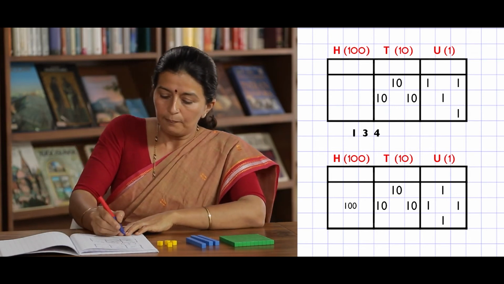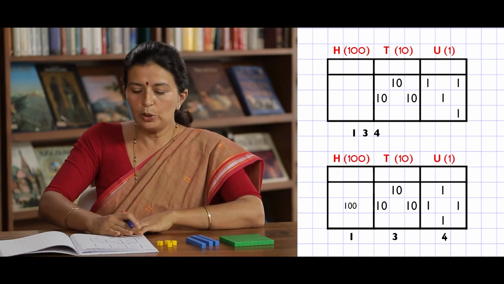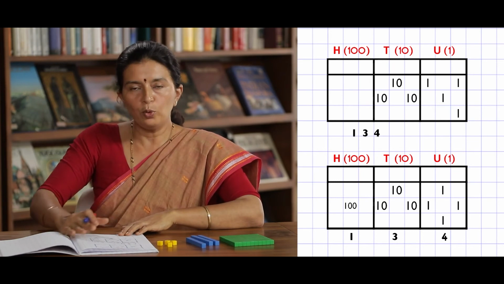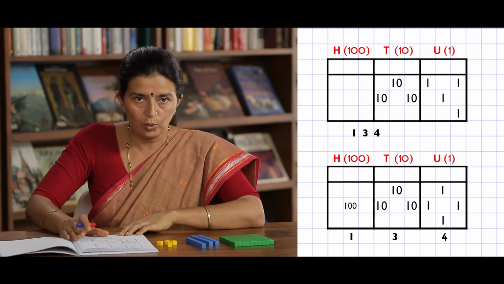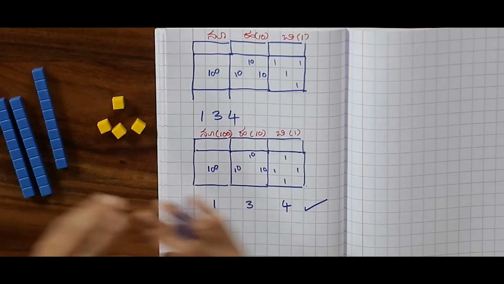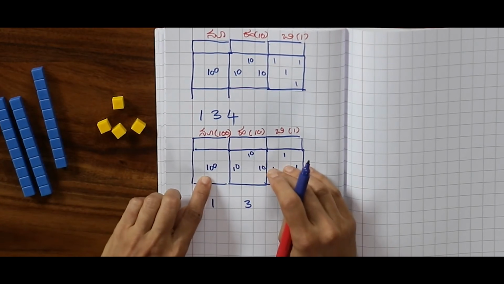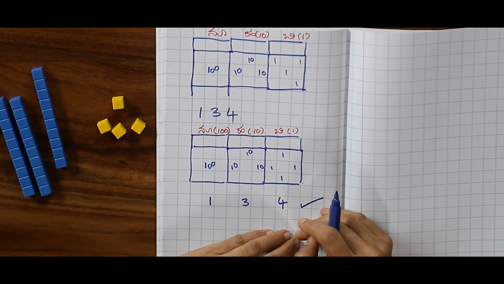In the next level, 134 has to be written. This is abstract. This is the abstract stage. This is the final stage of reading numbers. However, before they get the abstract idea, concrete to representational stage and then to abstract, we should have a clear picture.